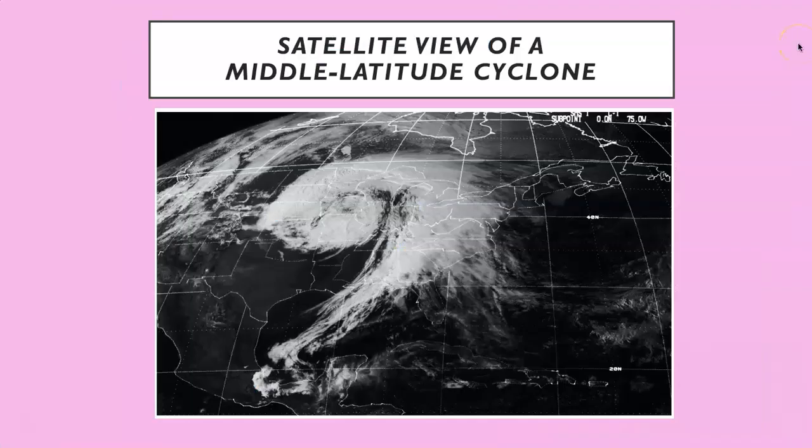Here's a satellite view of a mid-latitude cyclone. You can sort of make out the states here. There's Texas, there's Mexico. You can see this counterclockwise spinning of the storm. The low pressure is probably about here. The cold front would probably be located about here in this picture. The occluded front would be somewhere up here, and the warm front would be somewhere out here.